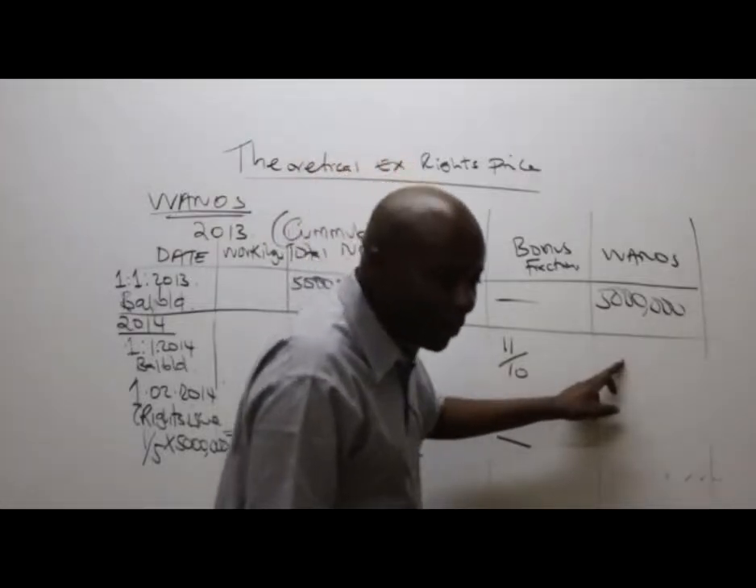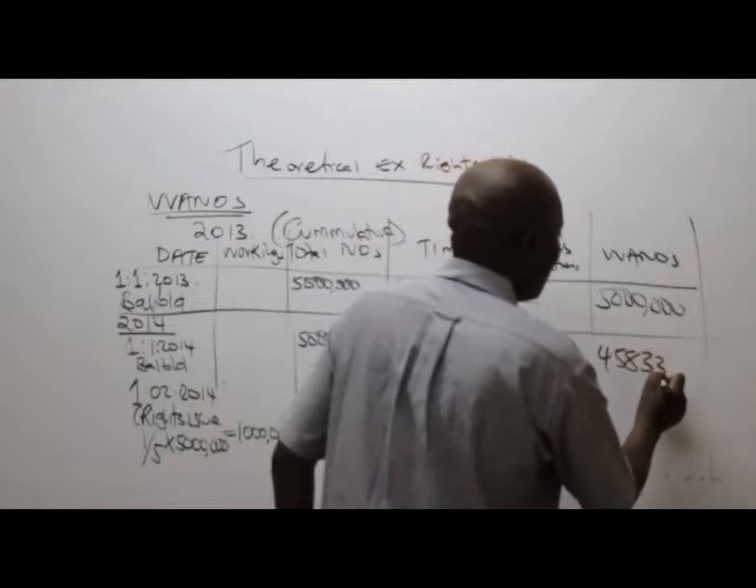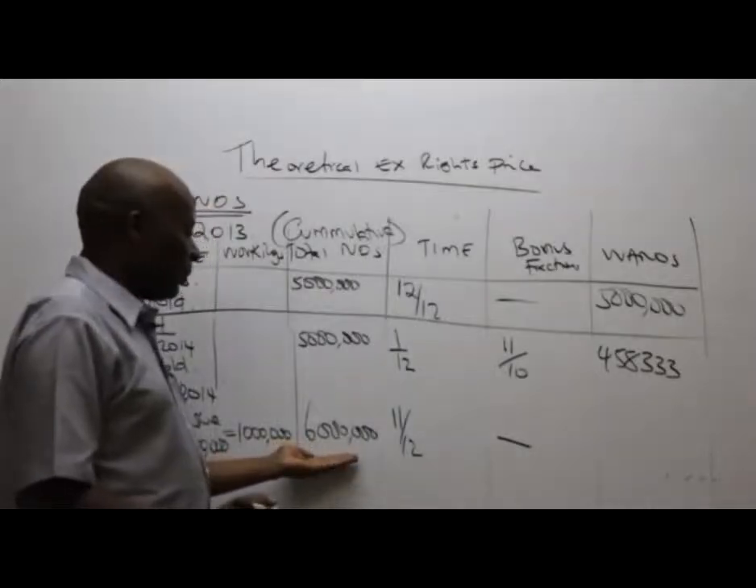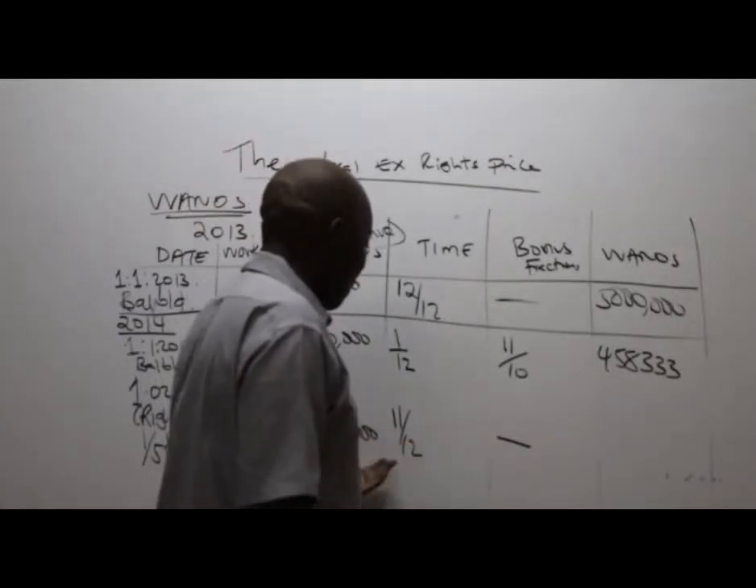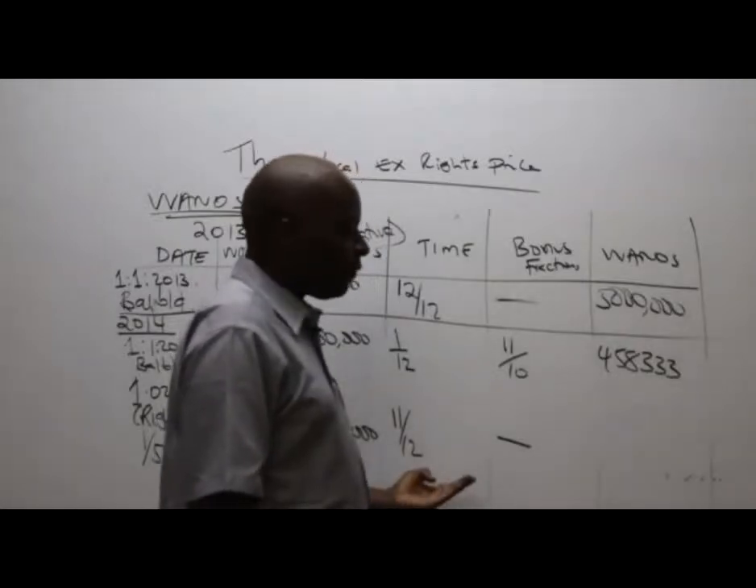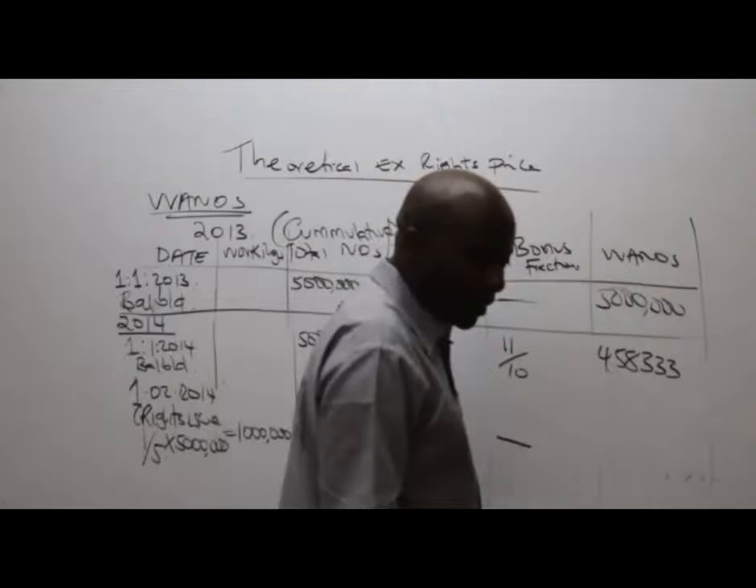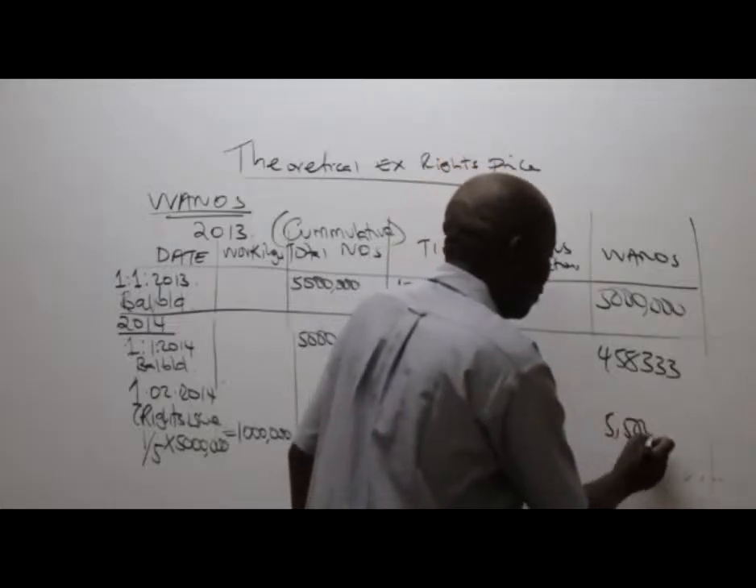So unaniambia mwalimu ile 458,3333. How about the last one? The last one will be 6 million times 11 over 12 in a dash, of course. So it is 6 million times 11 over 12, which will give me 5 point what here, somebody? Obadia nasema ni 5.5 million, right? 5.5 million. Thank you, and thank you very much.